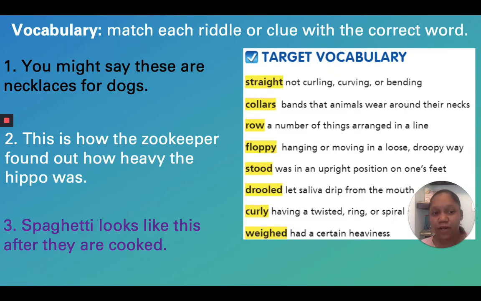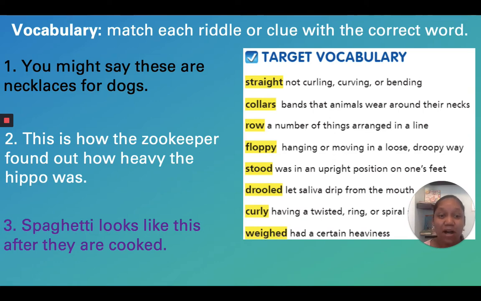Okay, let's move on to our vocabulary words. We are going to match each riddle or clue with the correct word. Let's look at number 1. You might say, these are necklaces for dogs.